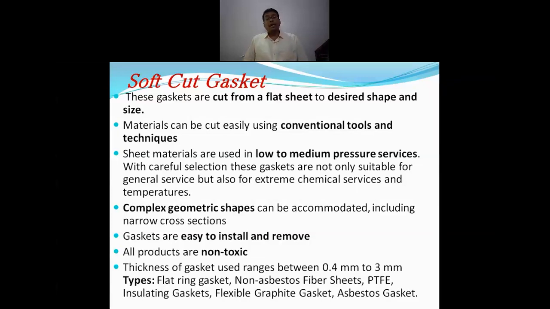Then the complex geometry shapes can be very conveniently cut from these sheets. They're easy to install and easy to remove. Generally, they are non-toxic and their thickness is in the range of 0.4 millimeter to 3 millimeter. Generally 2 to 3 millimeter thickness is the preferred one.